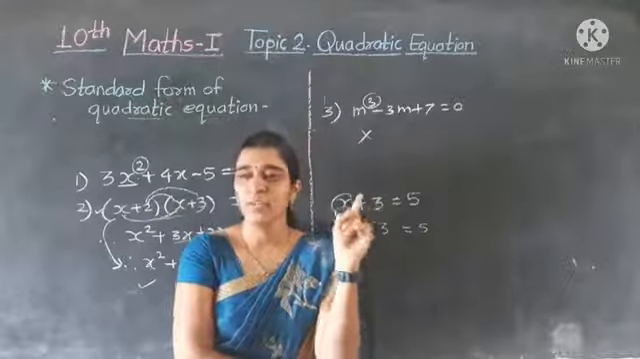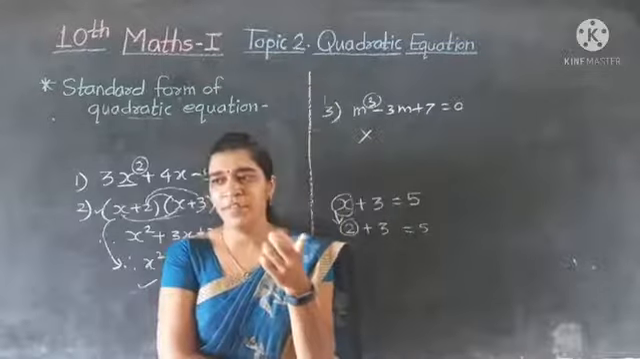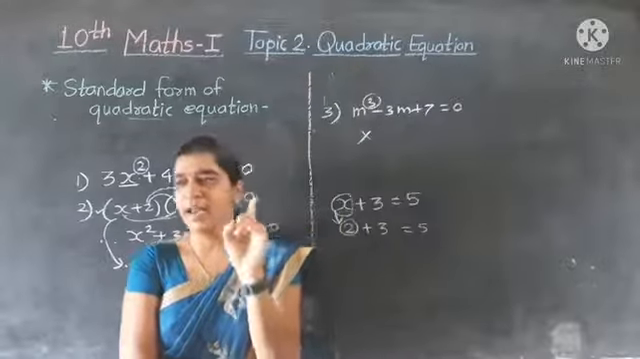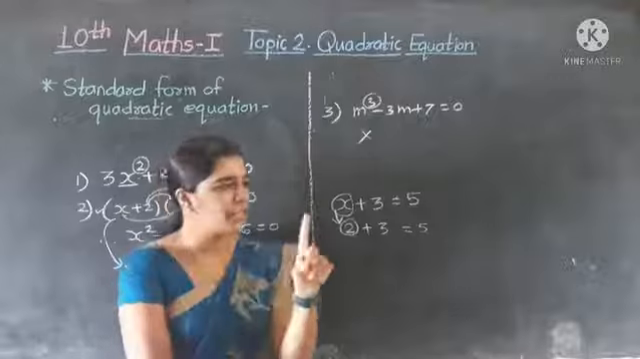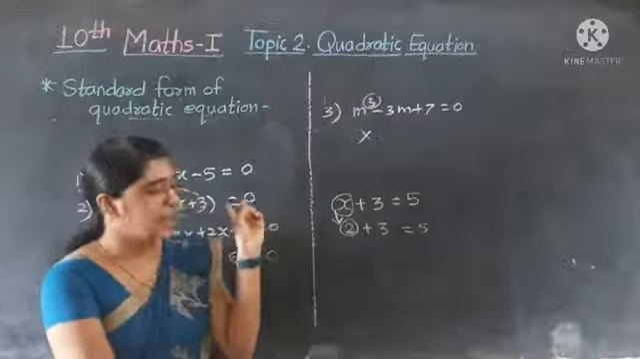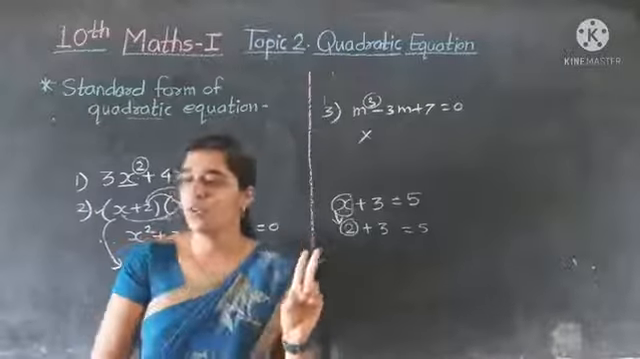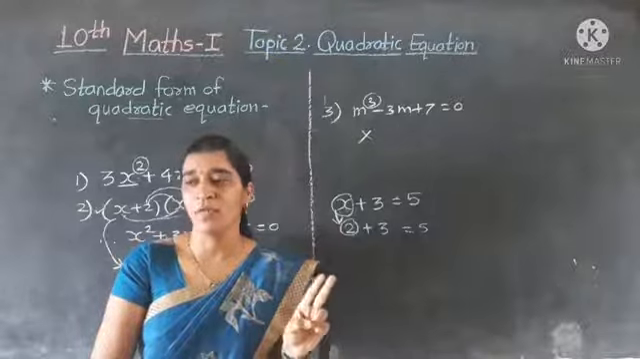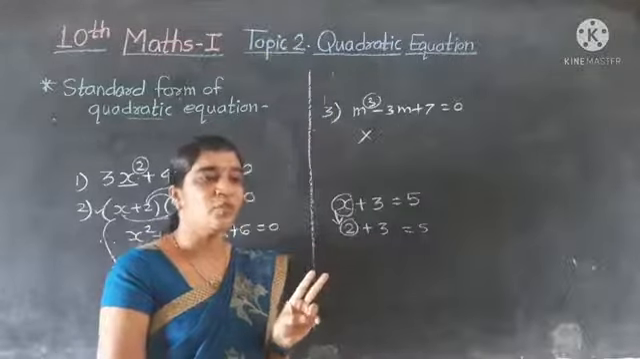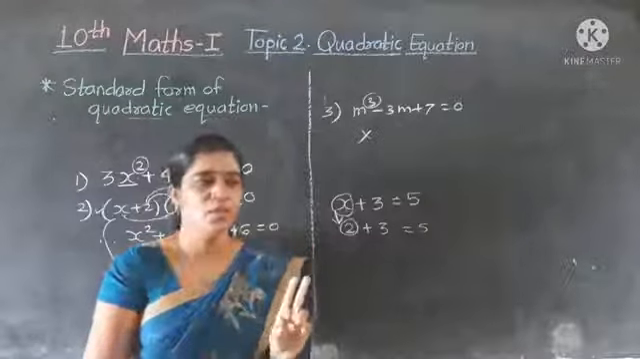When we say that it is a quadratic equation or not, if there is only one variable present and its degree is 2, then we call it a quadratic equation. Second, write any quadratic equation in standard form, or the general form of a quadratic equation. What is the form? ax square plus bx plus c is equal to 0.